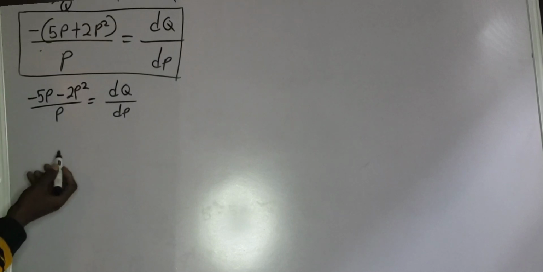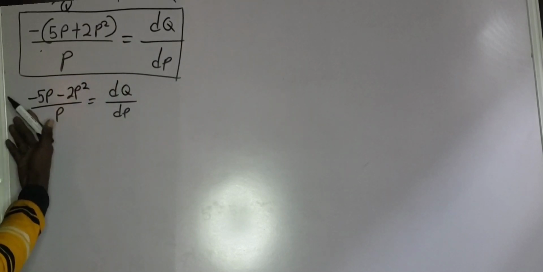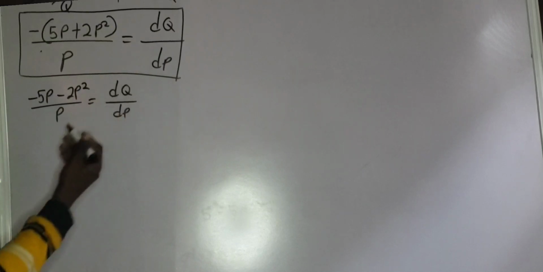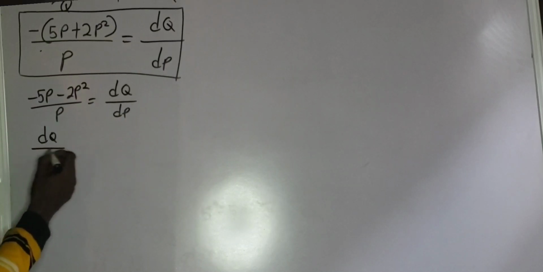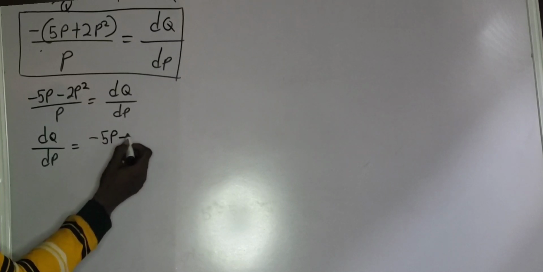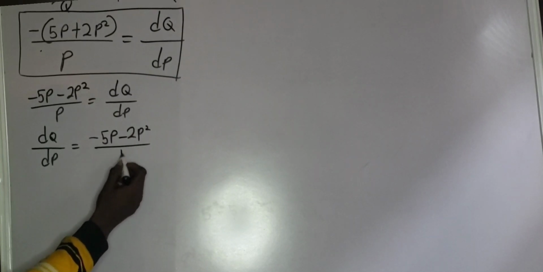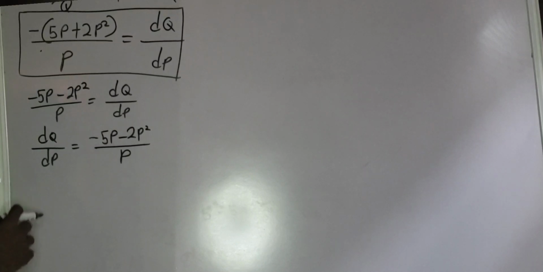Now, let us transpose. I'm going to bring the right hand side of this equation here, and bring the left hand side to this place. So I'm going to have Q over P is equal to negative 5p negative 2p squared all over p. Okay? Pay attention here, okay?